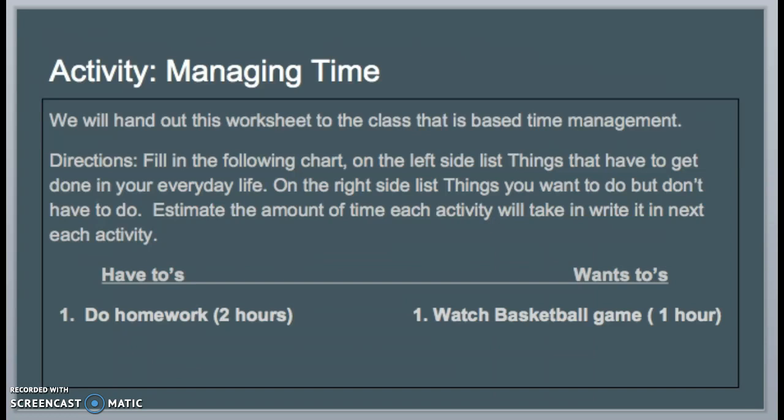And next to each activity, they will have to estimate the amount of time that it will take, and they can write as many activities as they want.